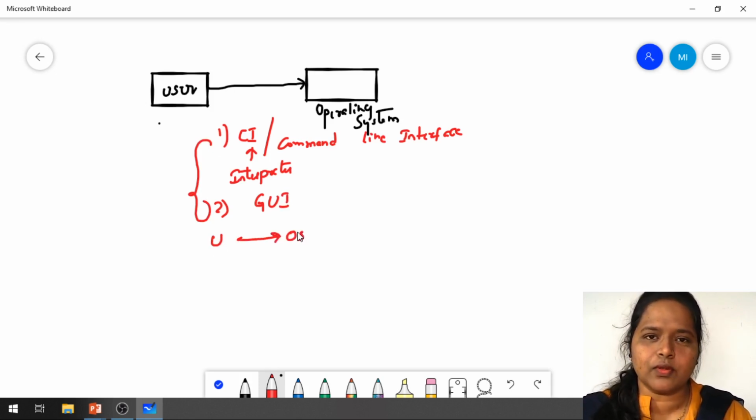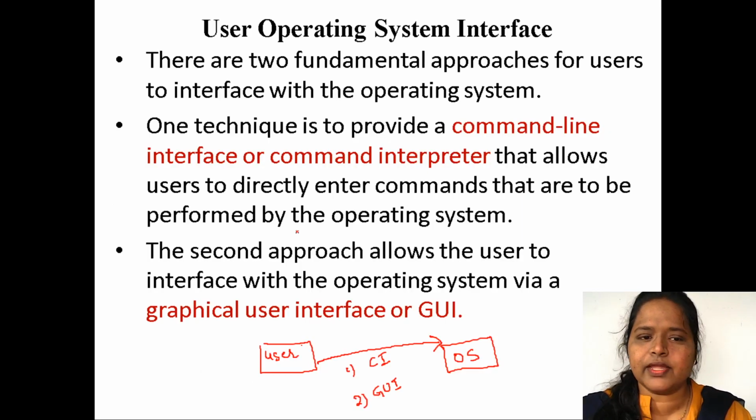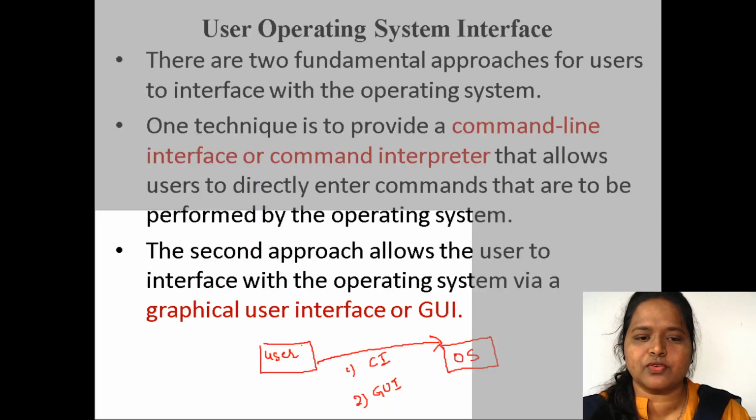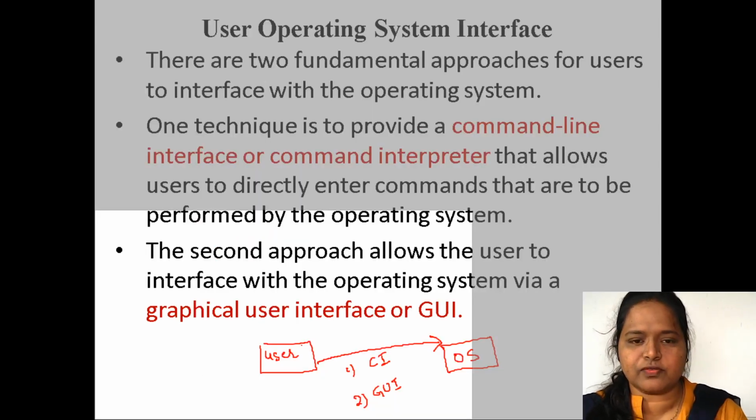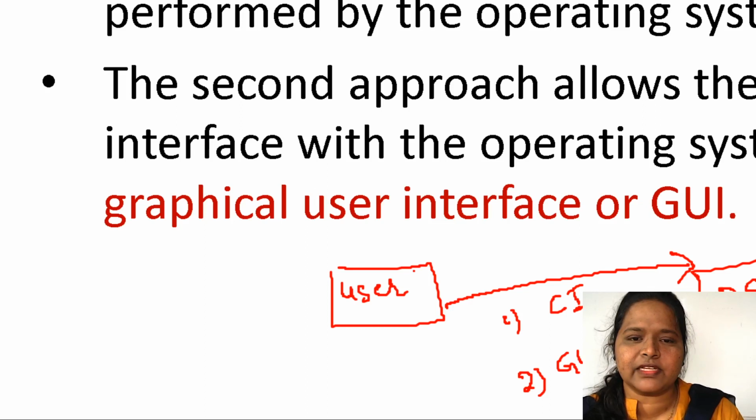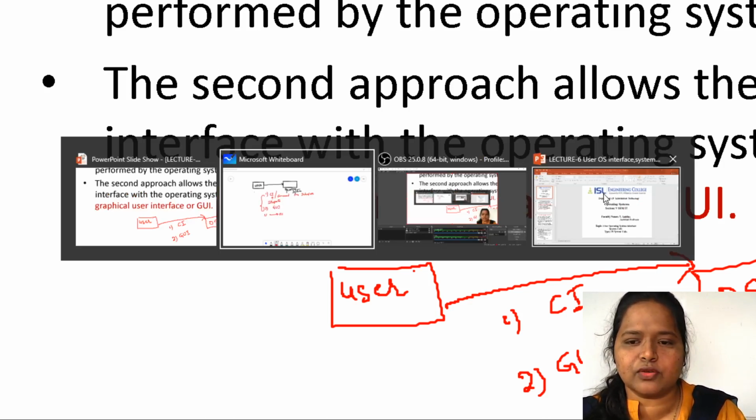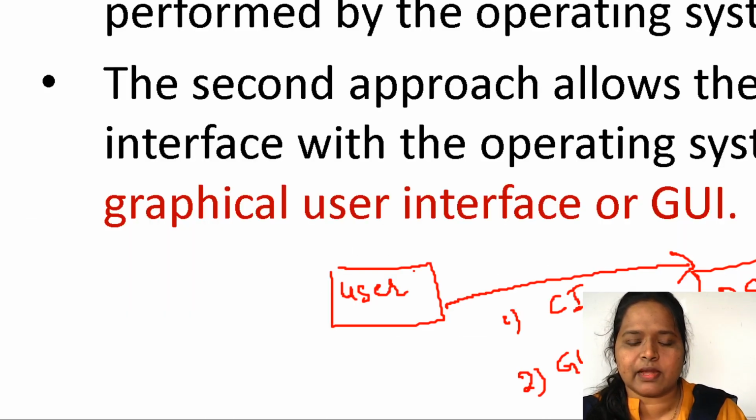So this is how the command interpreter and graphical user interface make a path between the user and the operating system. These are the two fundamental approaches. What are the two fundamental approaches we have? The first one is the command line interface and the second one is the graphical user interface.